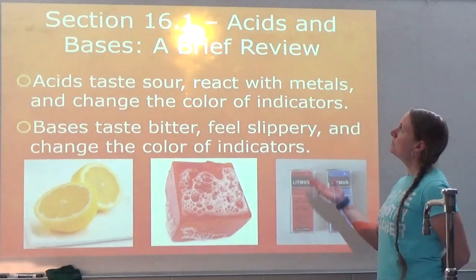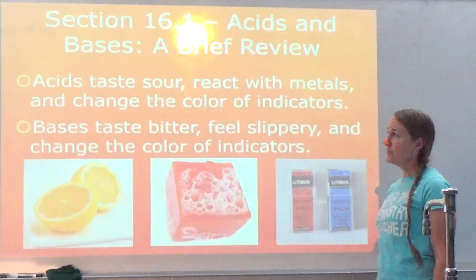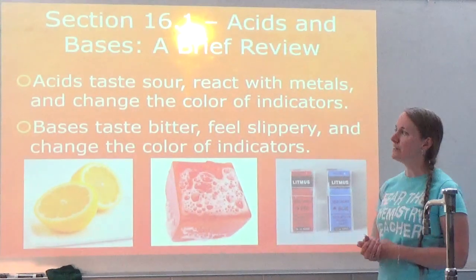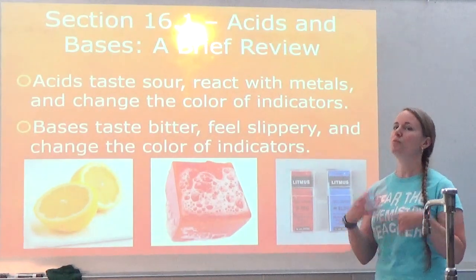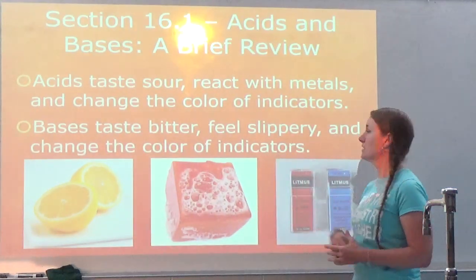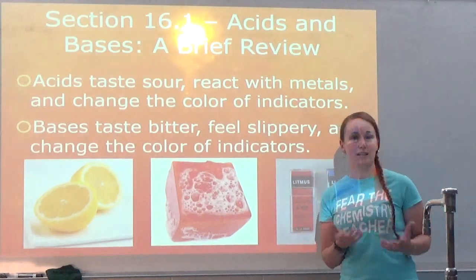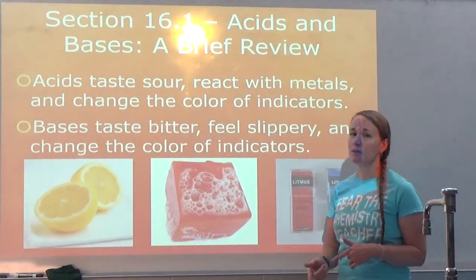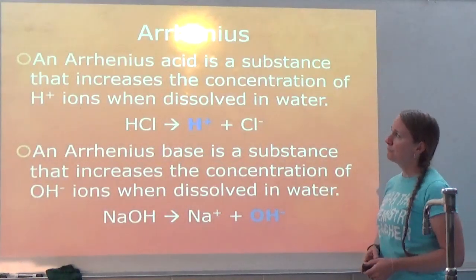Alright, so 16.1, let's do a brief review of acids and bases because I'll assume you might have forgotten some stuff. So remember, acids taste sour, they react with metals, and they change the color of indicators. Remember, they can also be strong or weak electrolytes, so we'll have to discuss which acids are strong and which are weak. Bases, on the other hand, taste bitter, feel slippery, and they will also change the color of an indicator. However, it would be a different color than an acid, otherwise the indicator wouldn't be very good. And then bases, again, can be strong and weak. Alright, so we've got to make sure we know which is which.